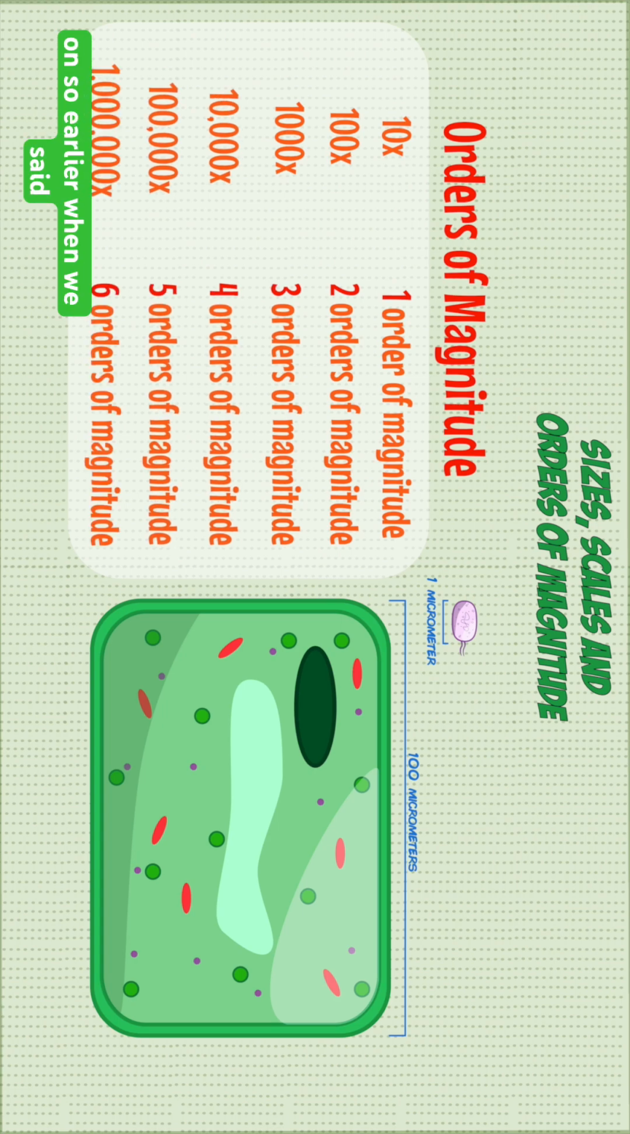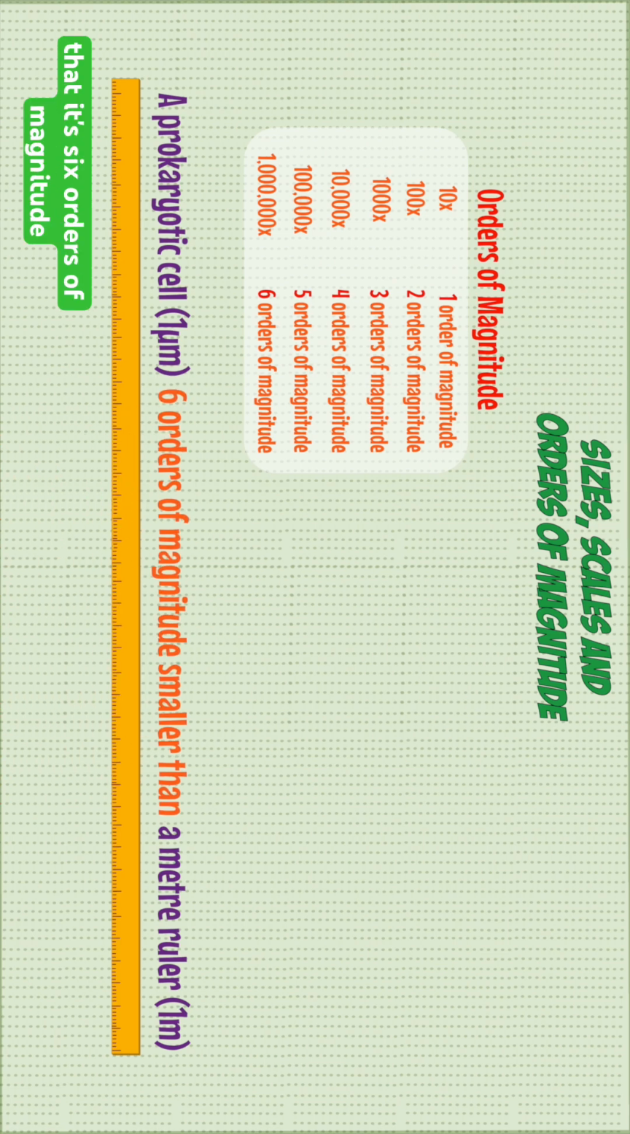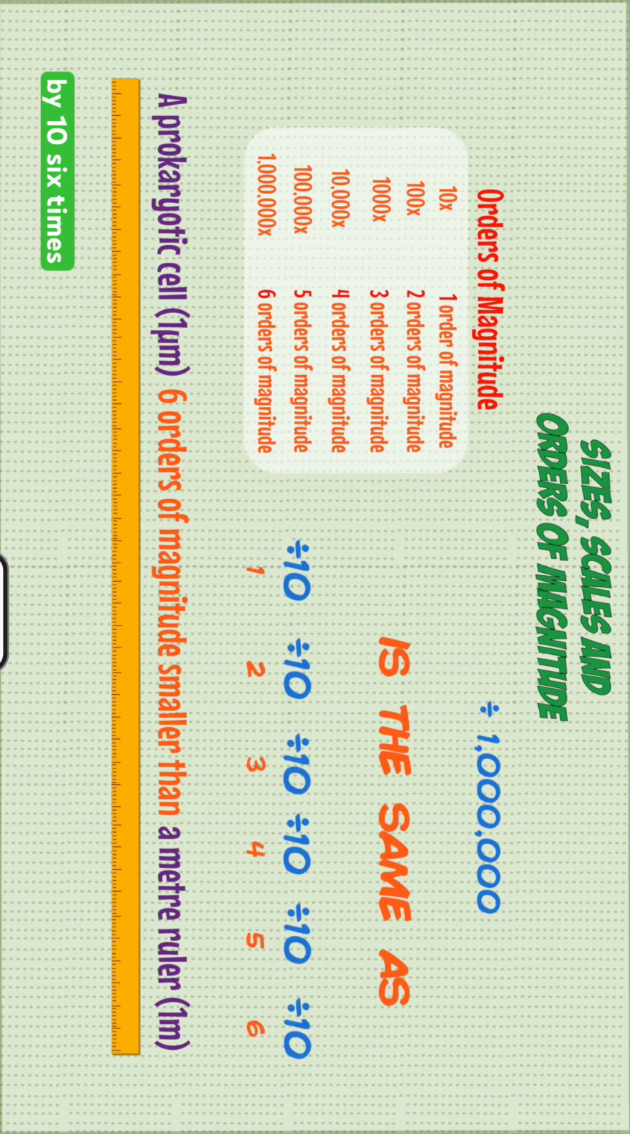So earlier when we said that prokaryotic cells were a million times smaller than a meter ruler, another way to say this is that it's 6 orders of magnitude smaller. That's because dividing by a million is the same as dividing by 10 6 times.